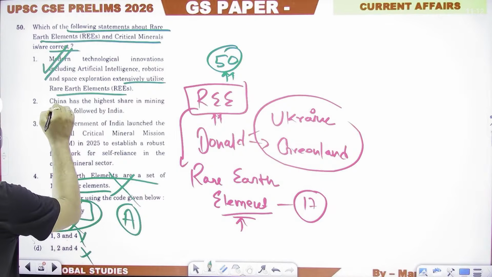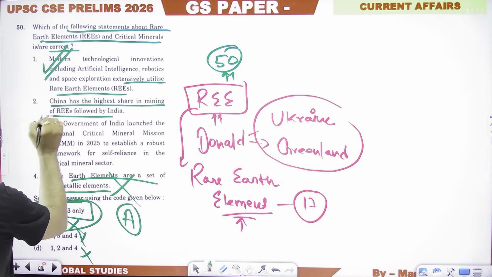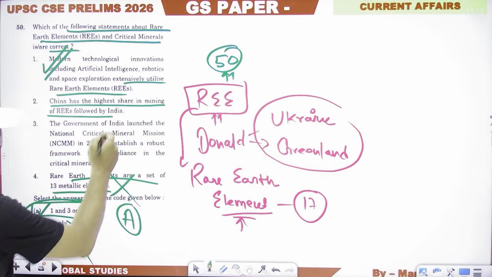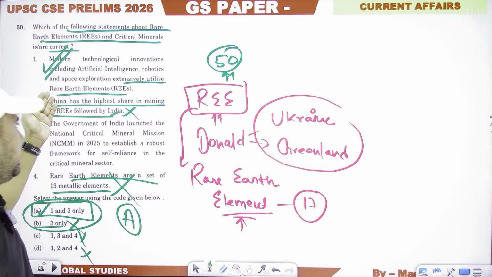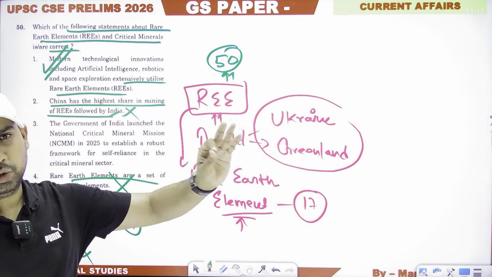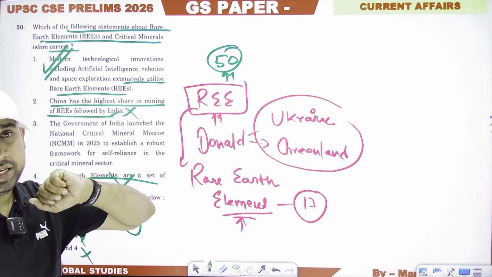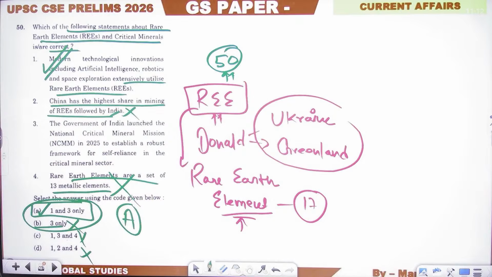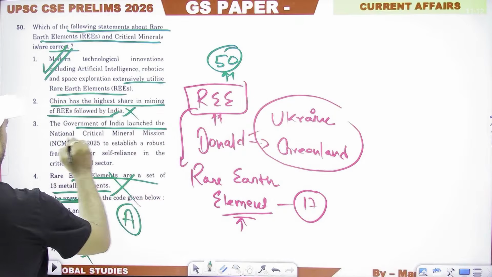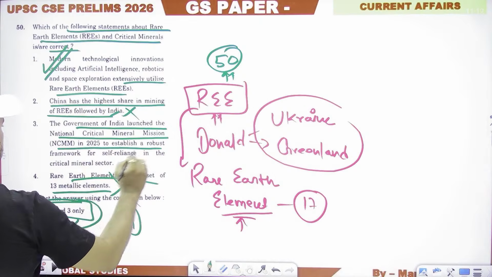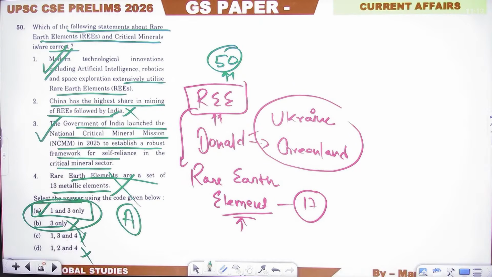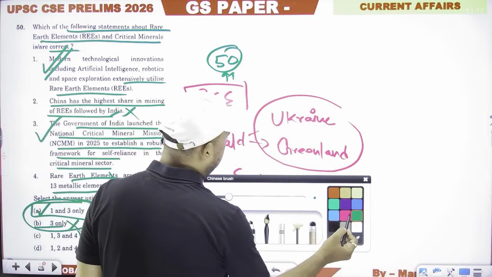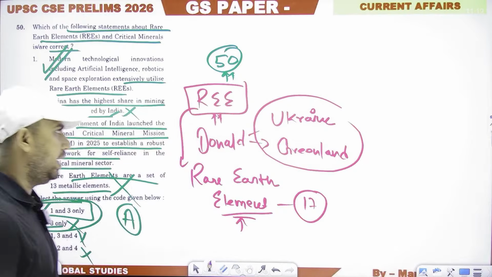The second statement is saying that China has the highest share in mining of rare earth elements. This is correct, followed by India. No, India is not at the second position. China is at the first position. On the second position, we will find the USA. In the third statement, it says that the government of India launched the National Critical Mineral Mission in 2025 to establish a robust framework for self-reliance in the critical mineral sector, and India is doing work in this sector, but India is not the global leader in rare earth elements.